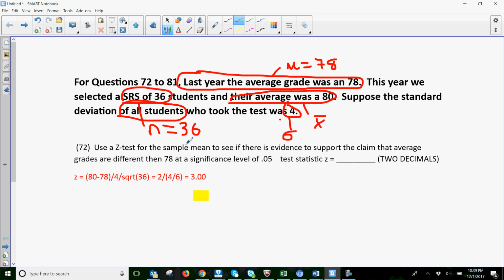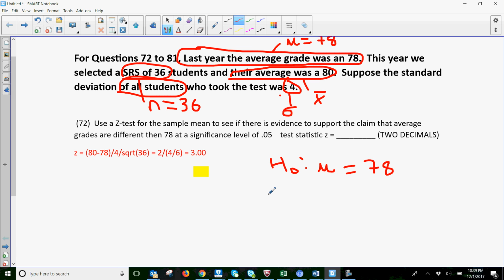So here we have basically our null hypothesis that mu is equal to 78. And we want to know if, based on our simple random sample this year, if it's different.